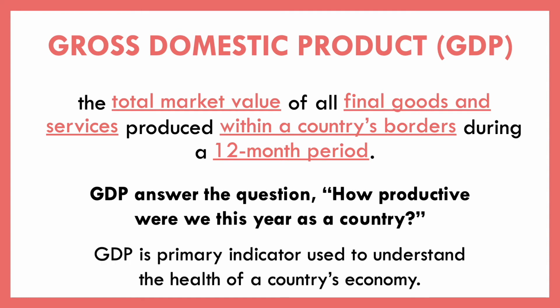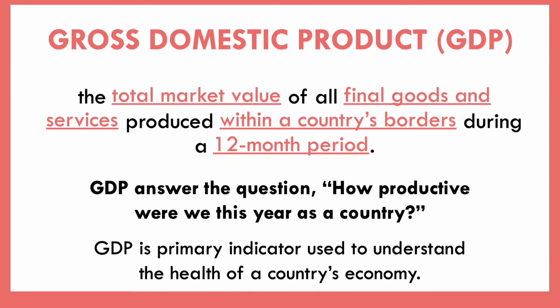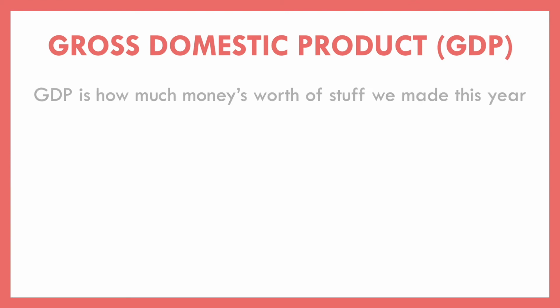And GDP is typically the primary indicator that we use in order to try to understand the health of an economy. If someone was to ask you, how is so-and-so's economy doing for some country, typically the first statistic we point to is gross domestic product. So again, an easy way of thinking of GDP is it's just how much money's worth of stuff did we make in this given year.